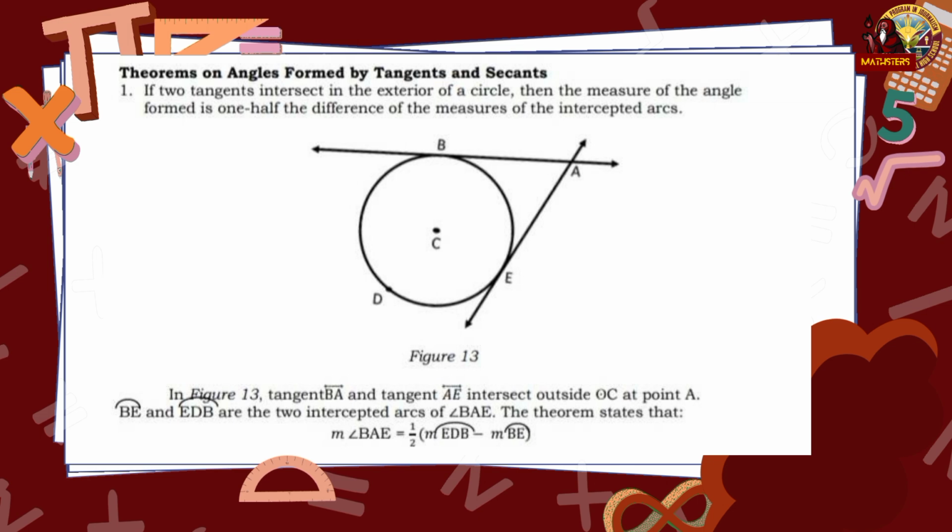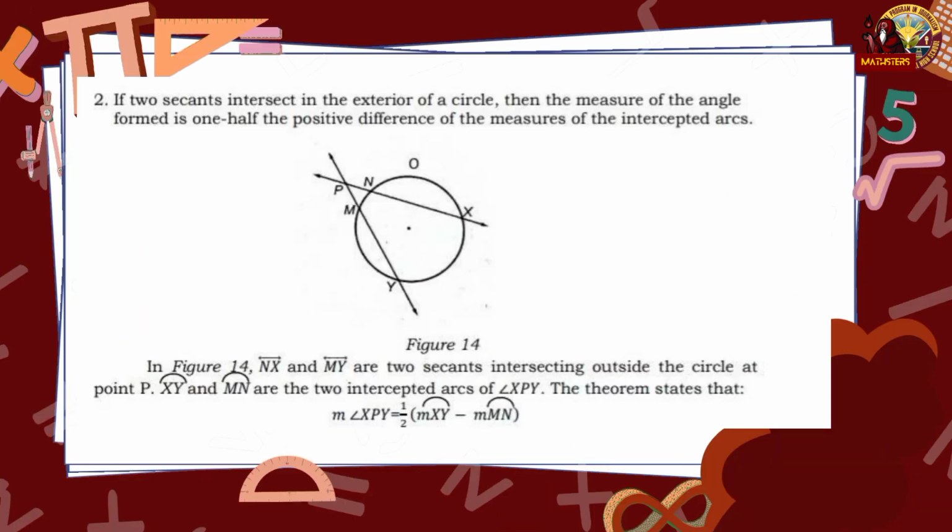Theorems on angles formed by tangents and secants. Number 1. If two tangents intersect in the exterior of a circle, then the measure of the angle formed is 1/2 the difference of the measures of the intercepted arcs. Number 2. If two secants intersect in the exterior of a circle, then the measure of the angle formed is 1/2 the positive difference of the measures of the intercepted arcs.